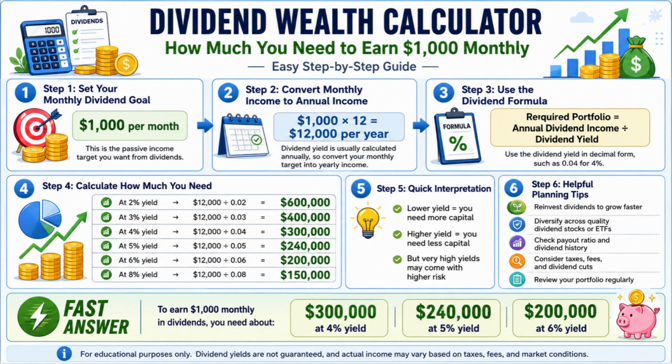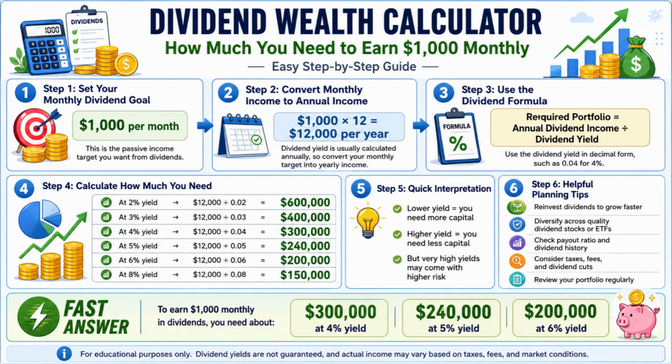After that, we use a simple dividend formula. The required portfolio amount equals annual dividend income divided by dividend yield. For example, if the dividend yield is 4%, we use 0.04 in the calculation. Now, let's calculate how much investment is needed at different dividend yields.